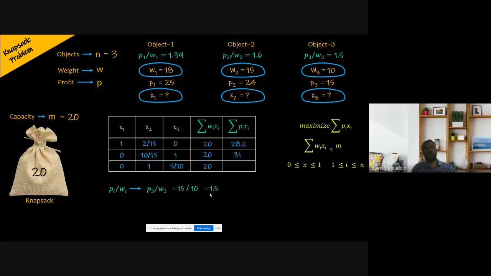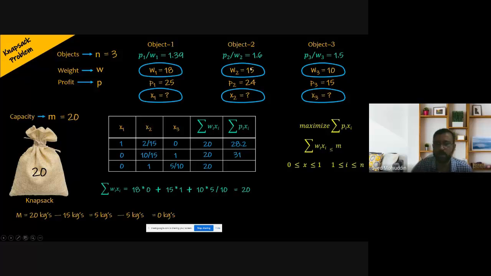So, which one is highest? Object 2 has the highest profit to weight ratio, which is 1.6. So we will select object 2, and we will fill the knapsack with the complete object 2. That is 1, so the fraction is 1. So x2 will be 1. So 20 minus 15 is 5. So the knapsack now has 5 kgs remaining.